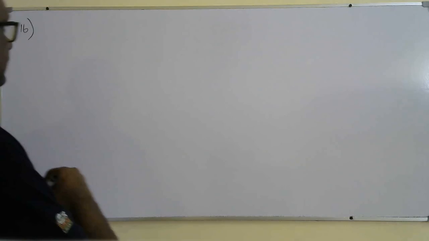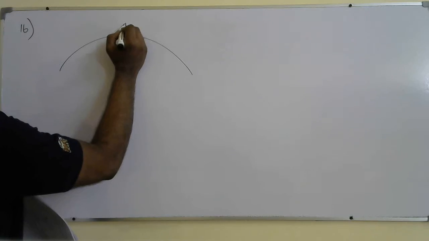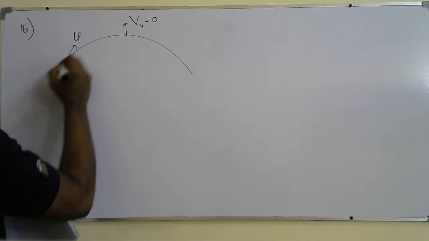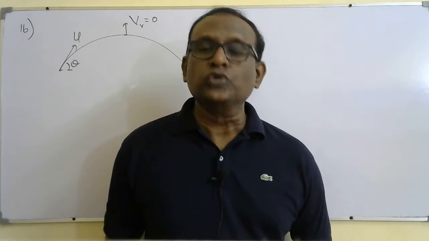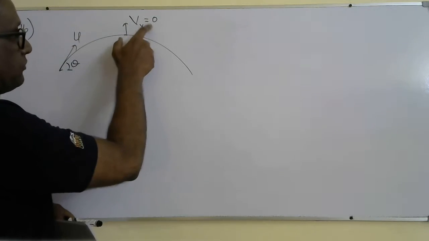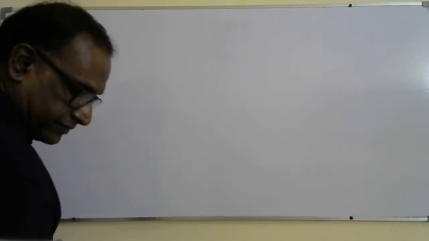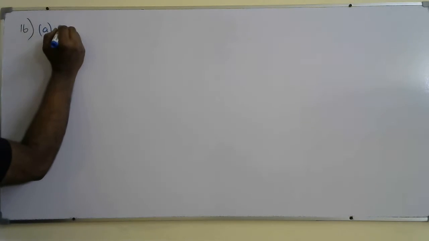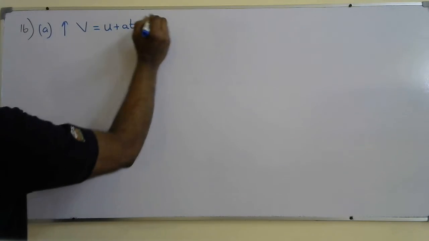When an object is projected, it will follow a parabolic path. At the highest point, the vertical component of the velocity is equal to 0. So initially it's projected at a velocity u at an angle theta. So you can use the equation in the vertical direction, v equals u plus at. V is the final velocity in the vertical direction at the highest point, which is equal to 0. You can find the time taken here. That's nothing hard, it's very simple. So I'll do question 16, A part. In the vertical direction, we'll use v equals u plus at up to the highest point.